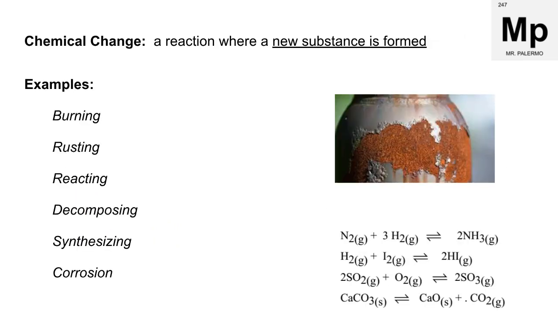A chemical change is a reaction when we have a new substance being formed. Some key words to look for are burning, rusting or oxidation, reacting, decomposing, breaking down, synthesizing, making, corrosion, again, things like rust. And so we see chemical reactions where we have one type of substance as a reactant and we have a new substance being formed. That's the key here. That is a chemical change.